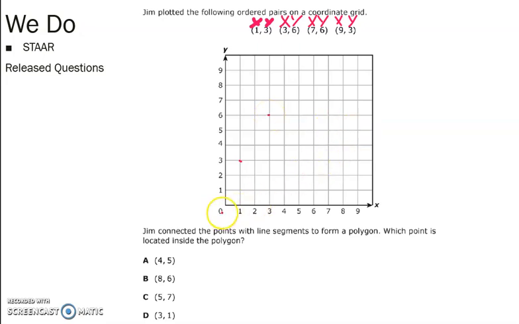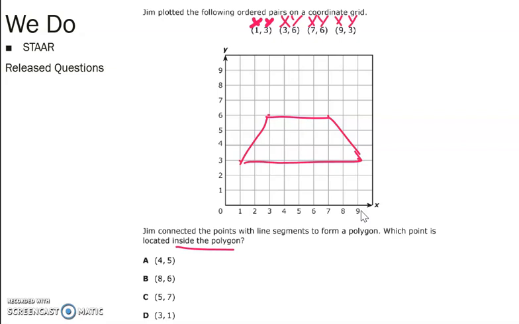Alright, 7, 6. So I go across on the x-axis to 7 and then I go up to 6. Okay, then I'm doing 9, 3. So same thing, x-axis, so 9 and then 3. Now I'm going to go ahead and connect these points. And when I connect them, I notice that it forms a quadrilateral, specifically in this case, a trapezoid. Now I want to locate a point inside the polygon. So I'm going to look at these 4 points to see which one falls inside the polygon.